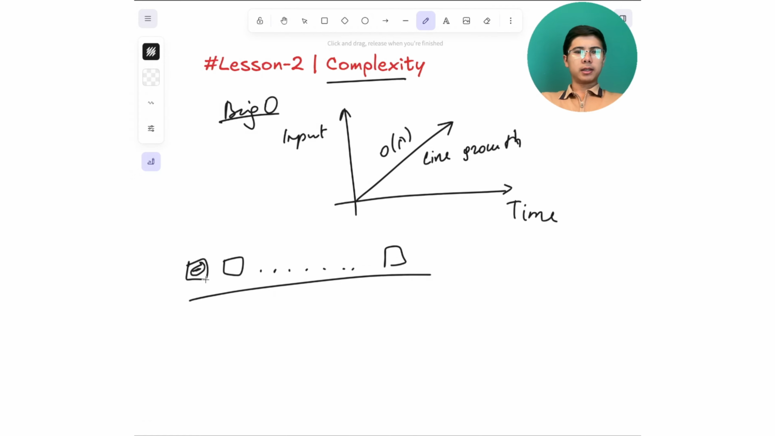But if the ticket is in the last bag, what should we do? We have to check every bag before finding it. If there are 10 bags, we perform 10 iterations or 10 operations. First check, no; second, third, and so on. If there are 1,000 bags, we perform 1,000 iterations and so on. That is why it's called linear growth.